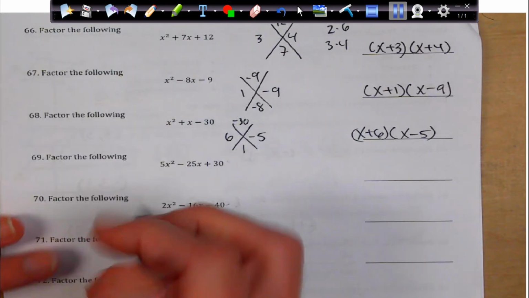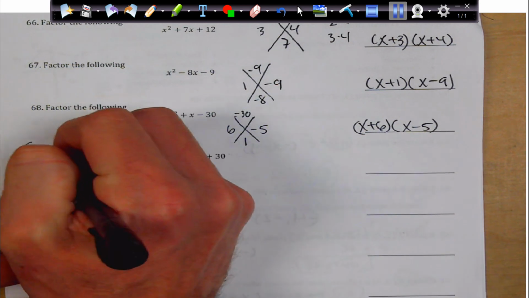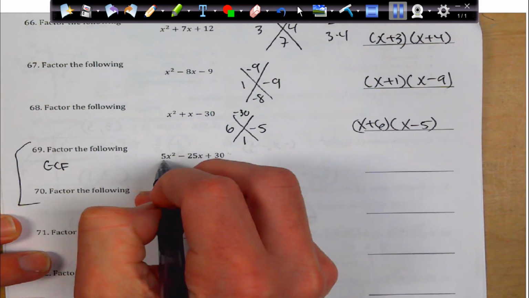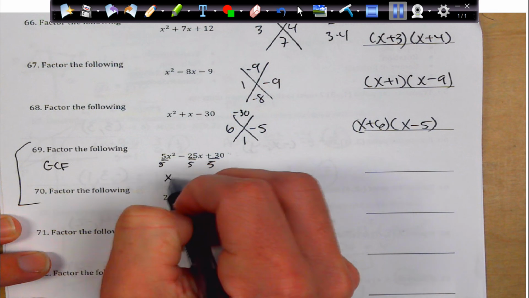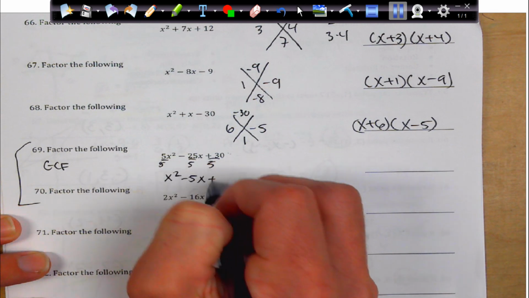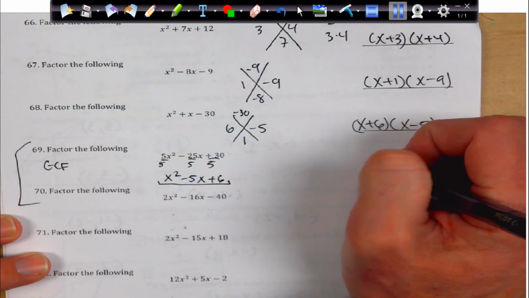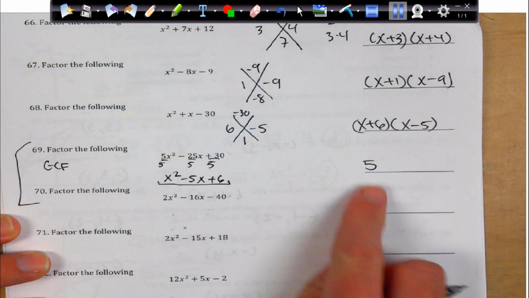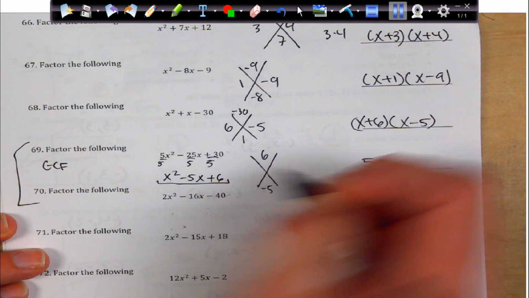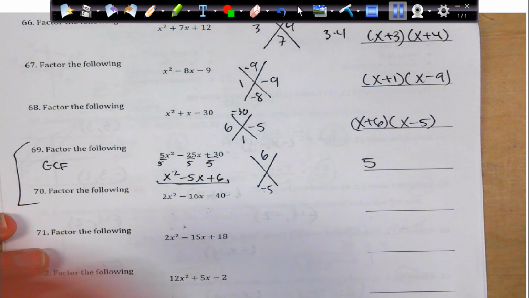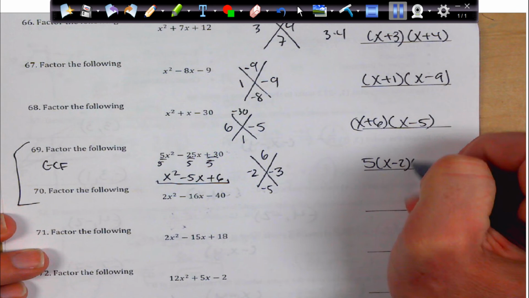The next two, we want to GCF first. So we're going to take a 5 out of all of these, and we're left with x squared minus 5x plus 6. So we can then factor that. I'm just going to put a 5 over here, because we're going to do the same thing, but there will be a 5 sitting out in front. So we have 6, -5. The two numbers that are going to do that would be -2 times -3. So you get x minus 2 and x minus 3.